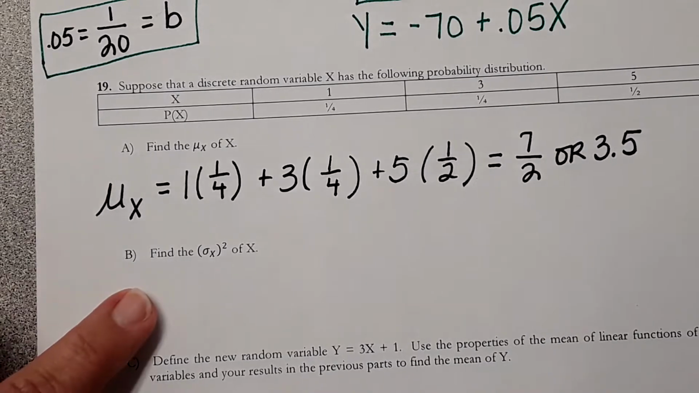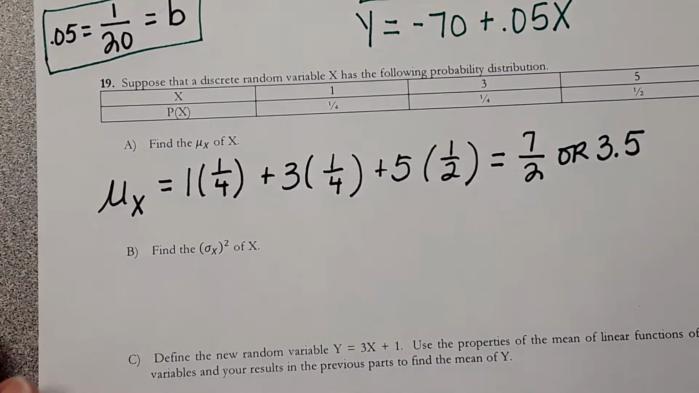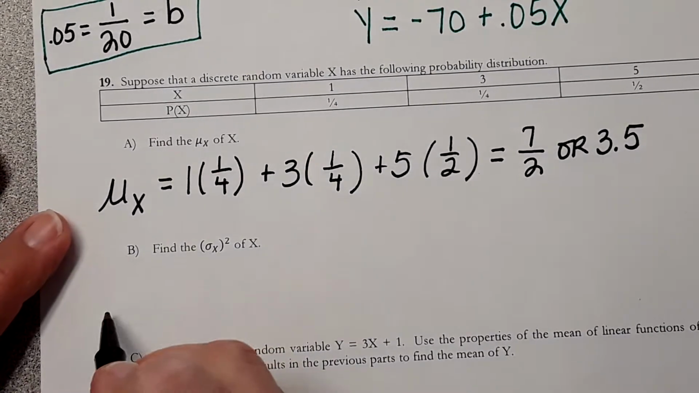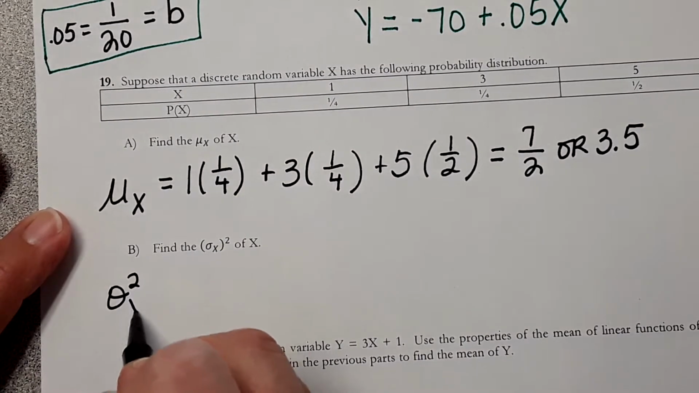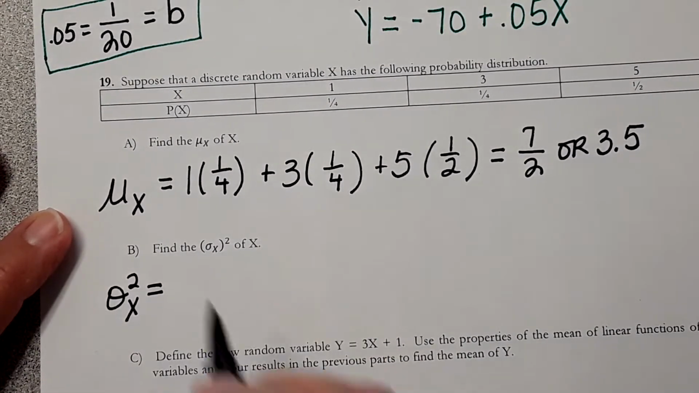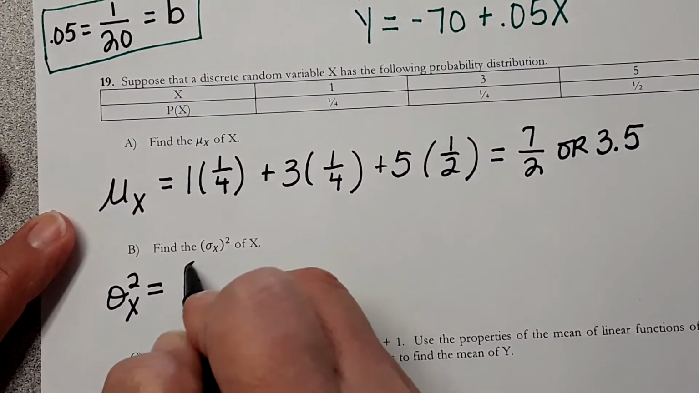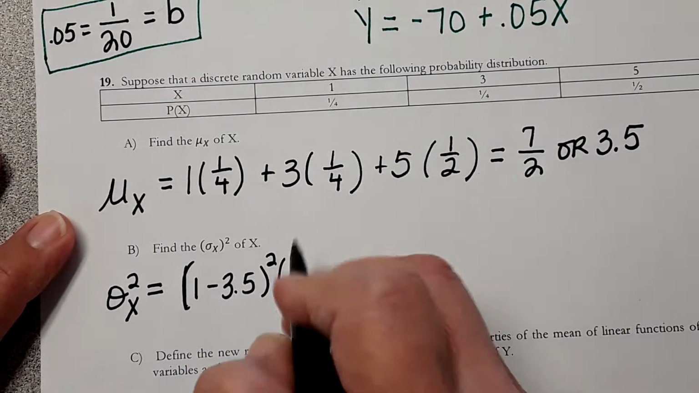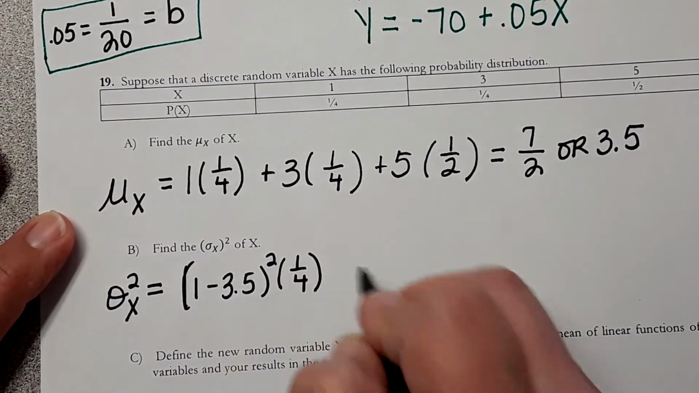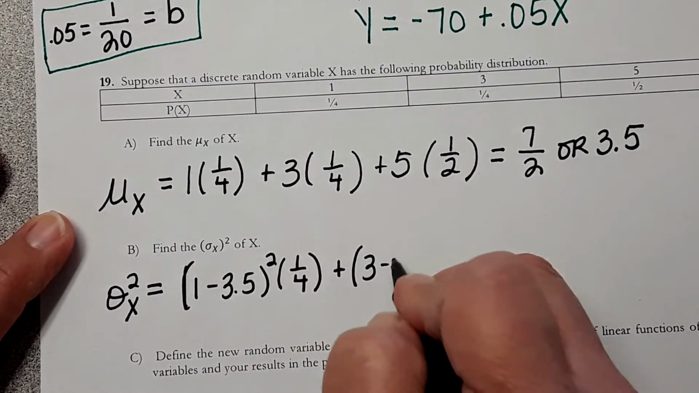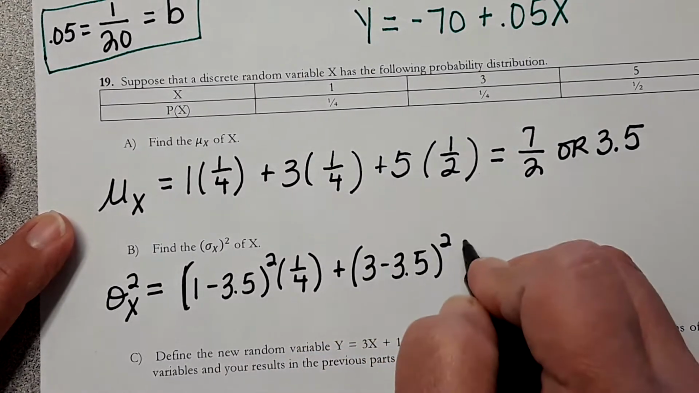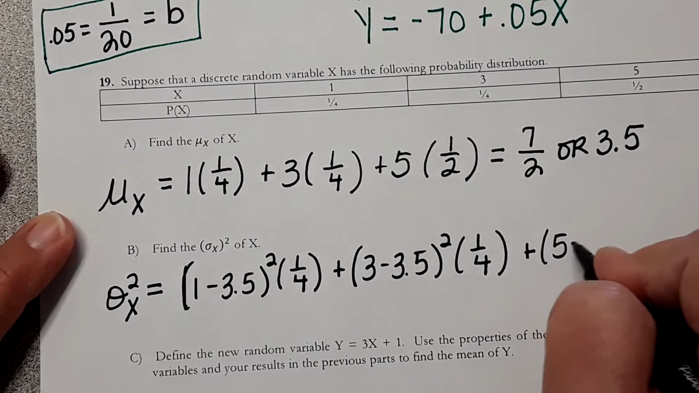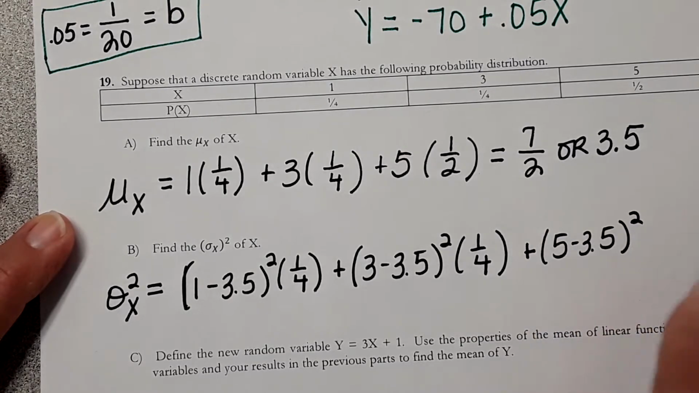Now it doesn't say find the standard deviation, it says find the variance. So that's really important. Okay, so here we go. To do this, we are going to do 1 minus 3.5 squared times 1/4, plus 3 minus 3.5 squared times 1/4, plus 5 minus 3.5 squared times 1/2.